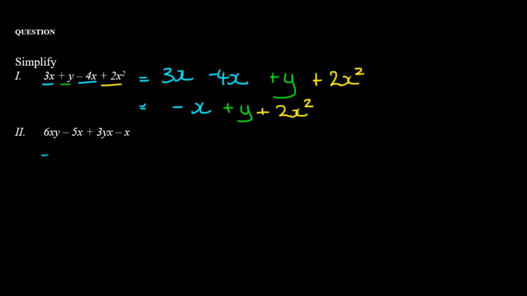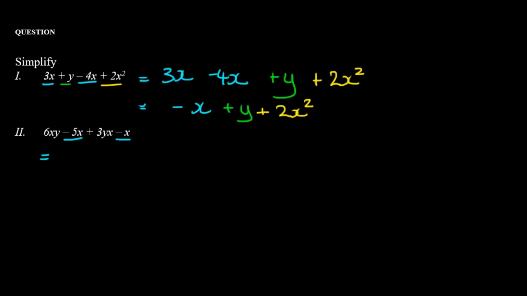Now look at your second problem. Do you see any like terms here? It might probably jump out at you that negative 5x and negative x are like terms, okay? Because both of them are x terms, so we could group them together. But how about 6xy and 3yx?